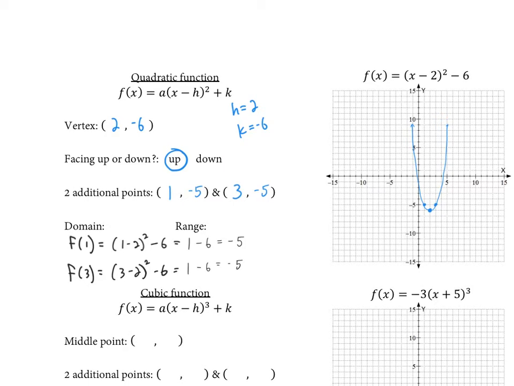Okay, domain for a quadratic is always negative infinity to positive infinity, and you can look at the graph to see it goes left forever and goes right forever. Okay, range, how far down does it go? So it doesn't go down forever. The lowest it goes is to negative 6, and there's a point there, so we'll put bracket negative 6. And how far up does it go? It goes up forever, so that's infinity.